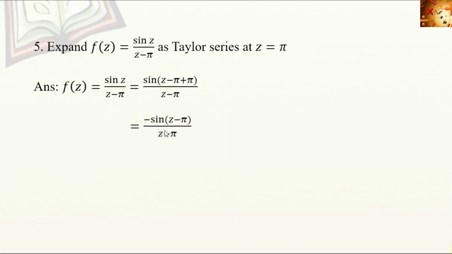Then what is sin of (pi plus theta)? That is equal to minus sin theta. So the result will be minus sin (z minus pi) divided by (z minus pi). Here apply the expansion of sin z, that is minus 1 divided by (z minus pi) into ((z minus pi) by 1 factorial minus (z minus pi) the whole cube by 3 factorial plus etc.) So this is the answer.